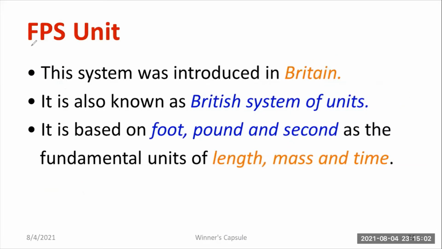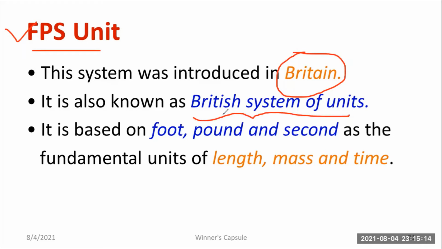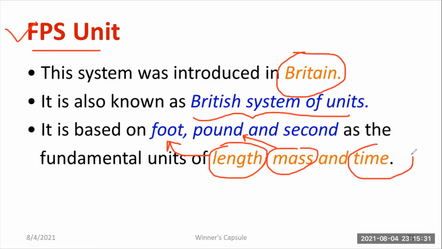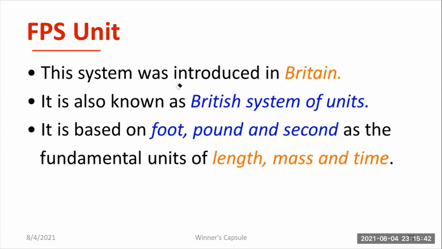Now I would like to discuss the FPS system or FPS unit. It was introduced in Britain, and it is also known as the British system of units. Please remember this. For example, according to the FPS unit, the unit of length is foot. The unit of mass is pound, according to the FPS system, the British system. And the FPS unit of time is always second. Remember this point also, very important. You are a physics student, a science student, so you should know different varieties of units.